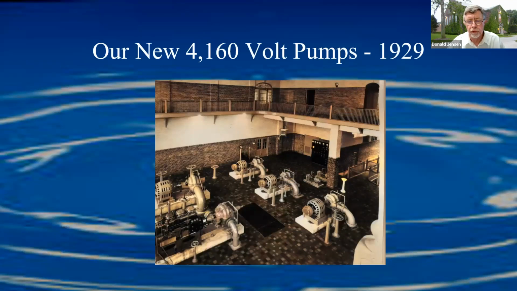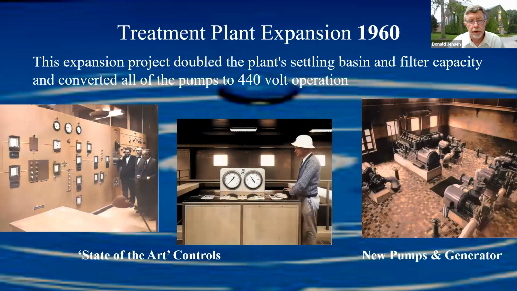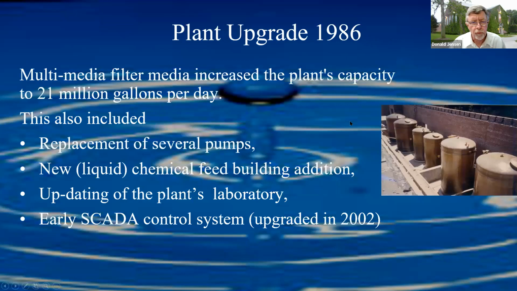The pumping equipment then was 4160 volt equipment, and that was upgraded in 1960. They doubled the size of the plant, and also got a brand new high-tech control system, as you'll see there on the left, and the hydraulically operated filter tables. That increased the plant's capacity to 14. We then modified it in subsequent years to get it up to 21 million gallons per day. That occurred in 1986 when I came on board here.